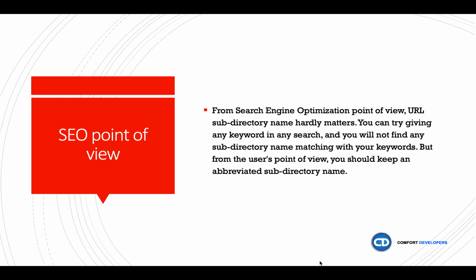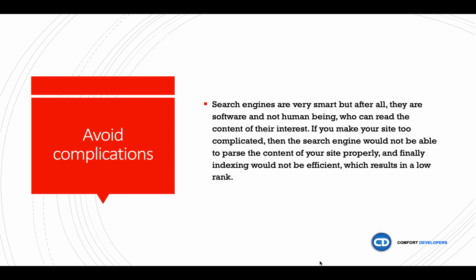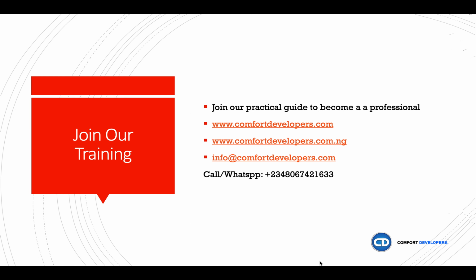So what's the SEO point of view, and what's the pro guide? The pro guide and how to avoid complications in the course of the training. From all these little things we've talked about, if you can get all of them right with your website, with your meta description, with your title, with your domain naming, backlinks, and directory submissions and all of that, then you are good to go with your SEO.